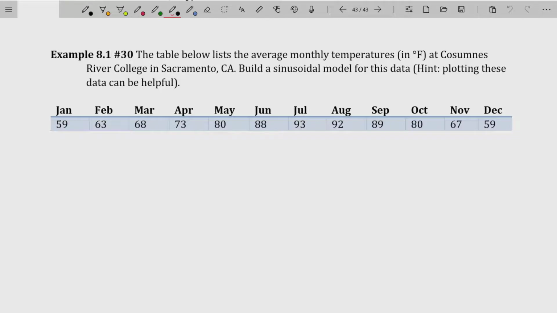As a final example, let's investigate some data. The table below lists the average monthly temperatures at Cosine River College in Sacramento, California. And we are going to build a sinusoidal model for this data. And the hint there is very important. Plotting these data points can be very helpful. Now, because we are now more advanced as a society and we have technology, I'm going to plot these using Desmos so that I can get a better visual. Because if I just try to plot these by hand, it's not going to work out.